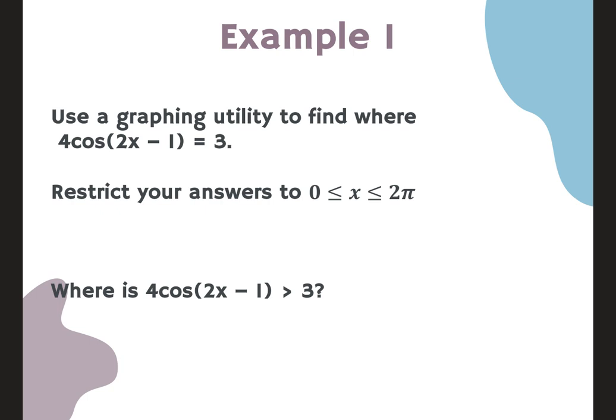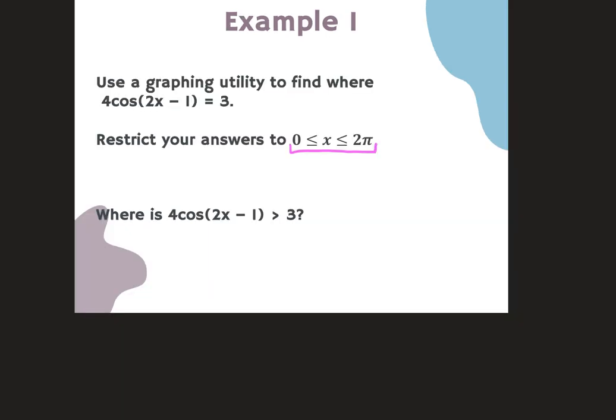So first of all, I'm going to graph on my graphing utility. If you think about it, it's a cosine curve, so it's going to continue on forever, which is why it wants you to restrict it. When I type this in on the calculator, I want to find where this equals 3, right? So I'm going to actually make it 2 equations. I'm going to make this my y1 and this my y2.